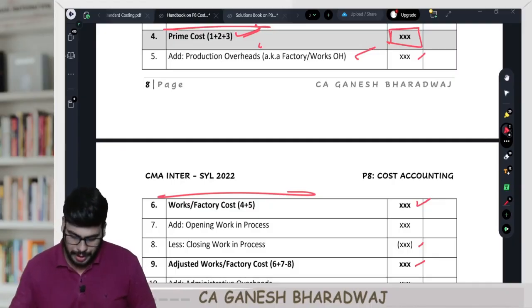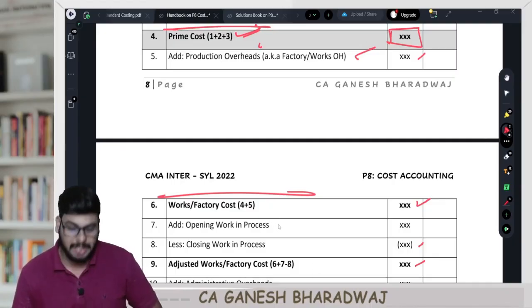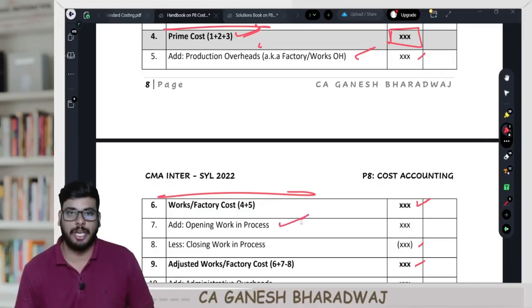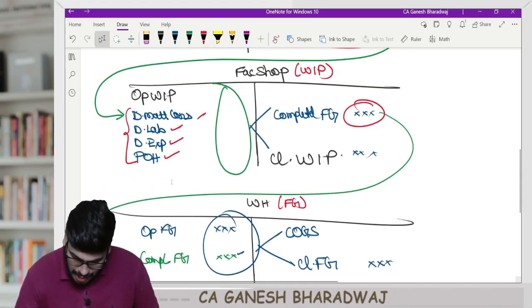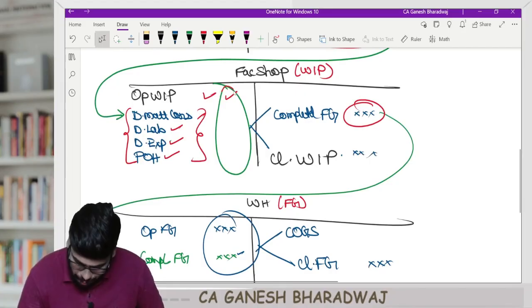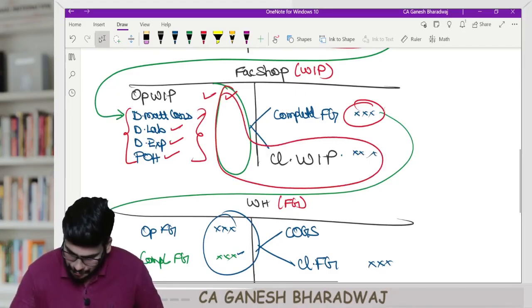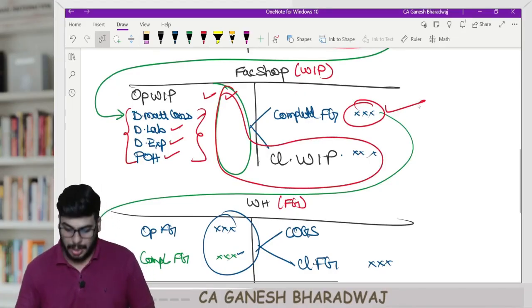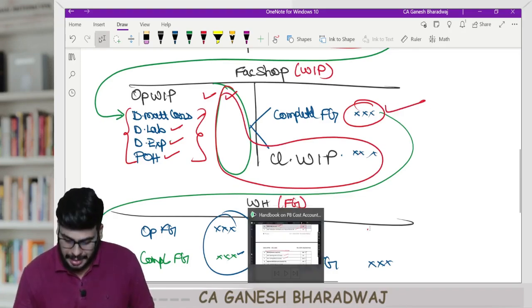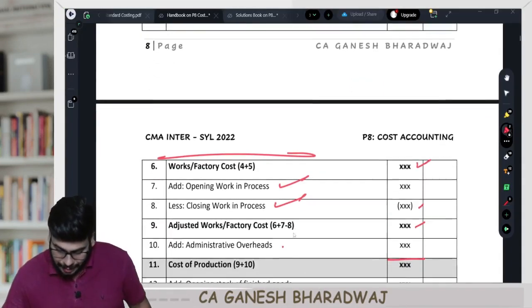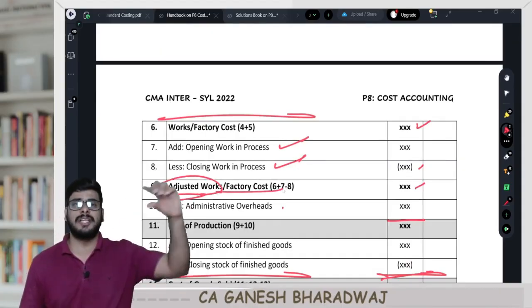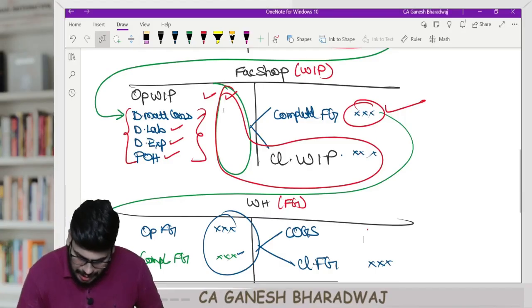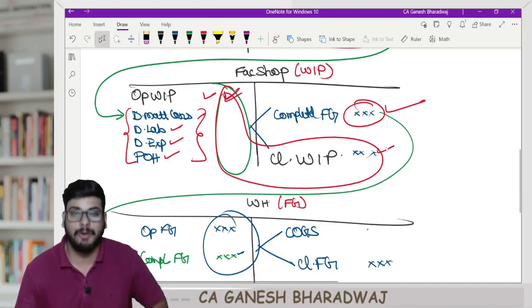So how will I do it? Here to this factory cost, add opening WIP and less closing WIP. So to this cost, add opening WIP, less closing WIP, or in other words, if you do this net off figure, you will arrive at the value of units completed as FG. Are you clear with this? They are calling it adjusted works or factory cost. Why are they using the word adjusted? Because it is being adjusted for opening and closing WIP.